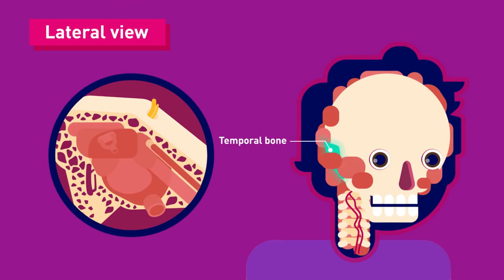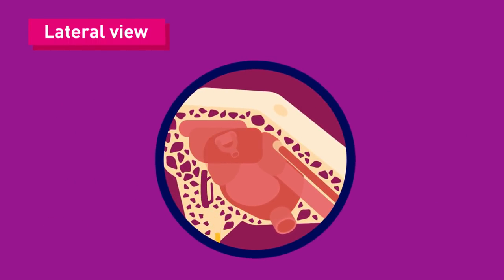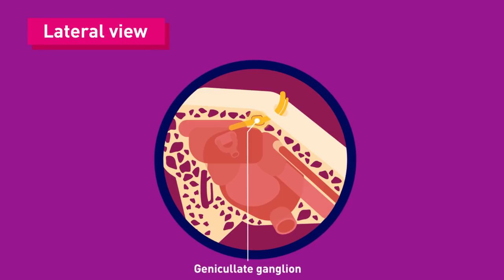Still within the temporal bone, the roots leave the internal acoustic meatus and enter into the facial canal. The canal is a Z-shaped structure. Within the facial canal, three important events occur. Firstly, the two roots fuse to form the facial nerve. Next, the nerve forms the geniculate ganglion. A ganglion is a collection of nerve cell bodies.